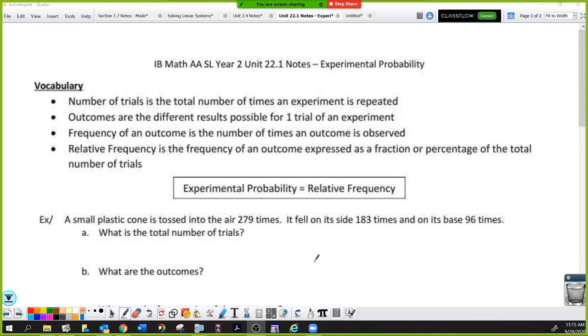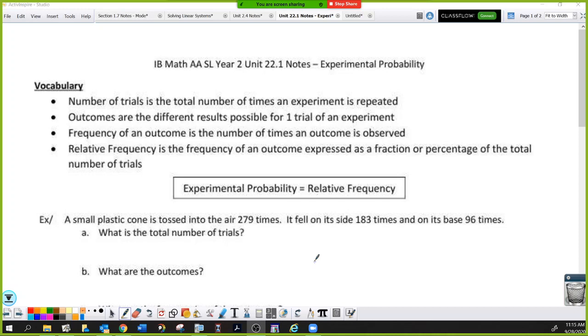Frequency, we already know what frequency is, but the frequency of an outcome is the number of times an outcome is observed. Now, relative frequency means frequency relative to the whole system. Relative frequency is the frequency of an outcome expressed as a fraction or percentage of the total number of trials. And that's what I mean by the whole system. So if I roll that die 16 times and I see a 5 come up 3 times, it has a relative frequency of 3/16. 3 out of 16.